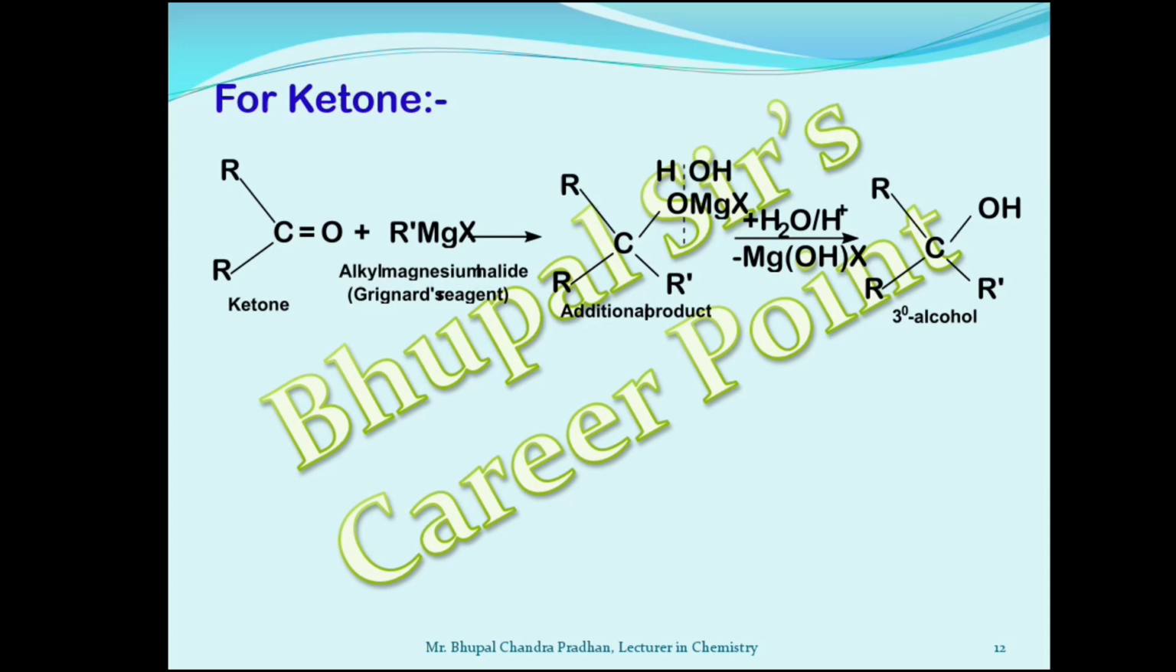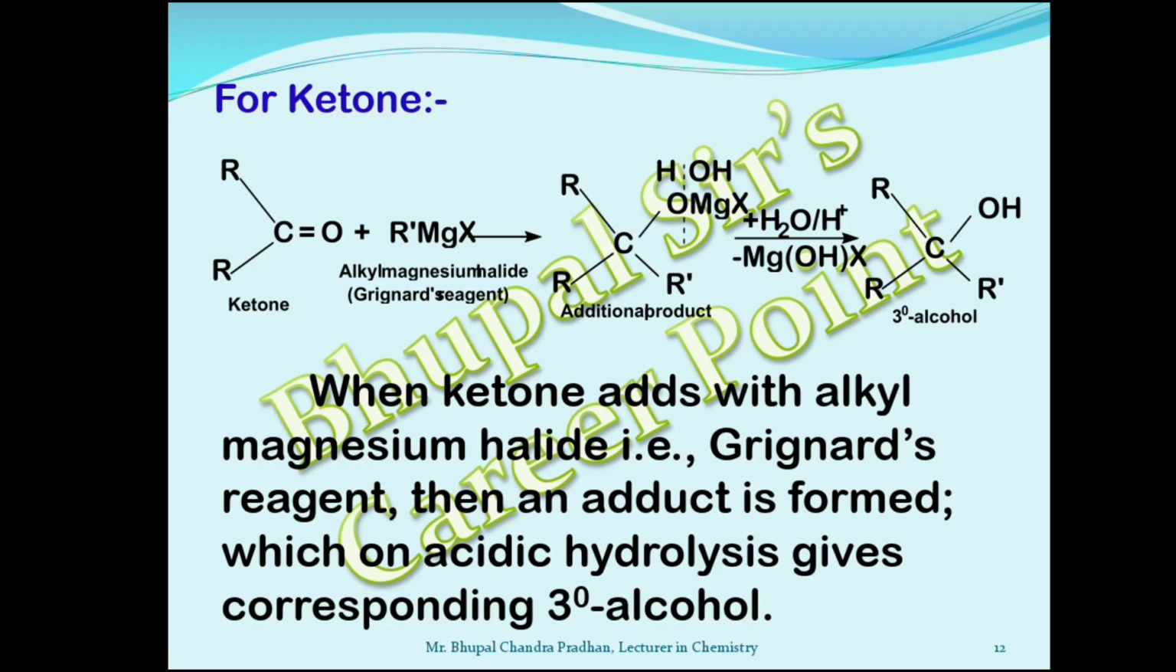the carbon atom to which the OH group is attached, in turn is attached to three alkyl groups. So it is a tertiary alcohol. So in the statement we have to write down, when ketone adds with alkyl magnesium halide, that is Grignard's reagent, then an adduct is formed, which on acidic hydrolysis gives corresponding 3-degree alcohol or tertiary alcohol.